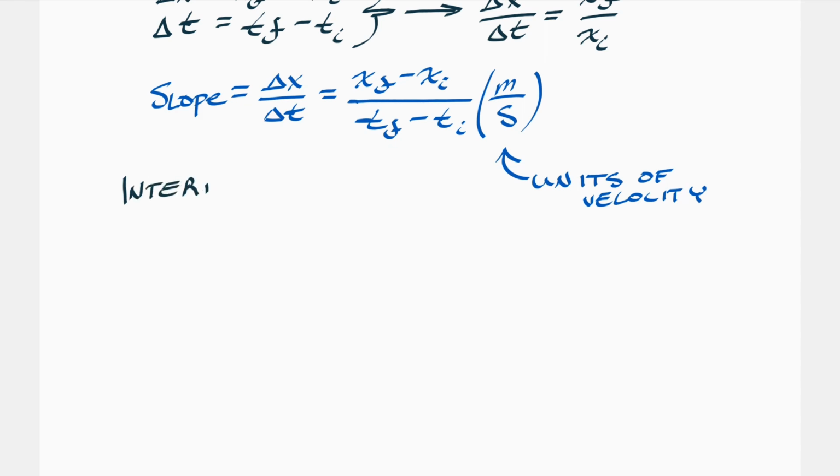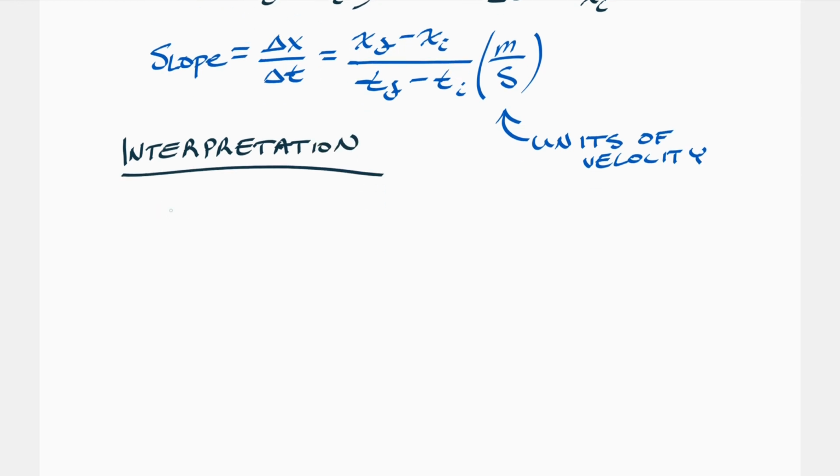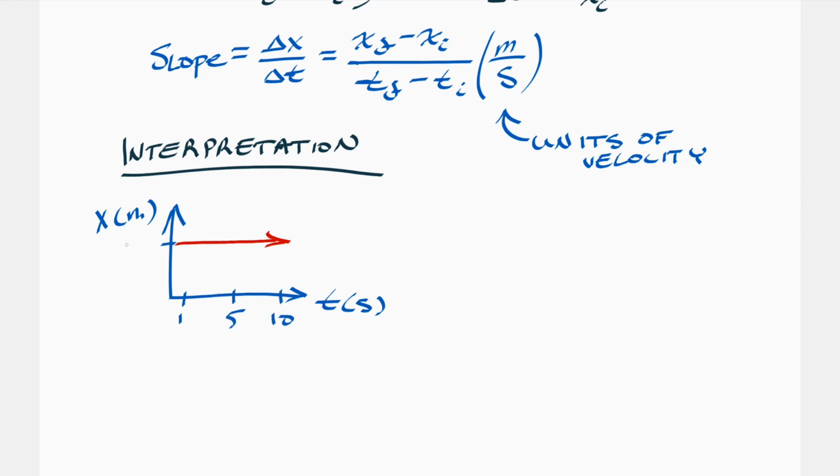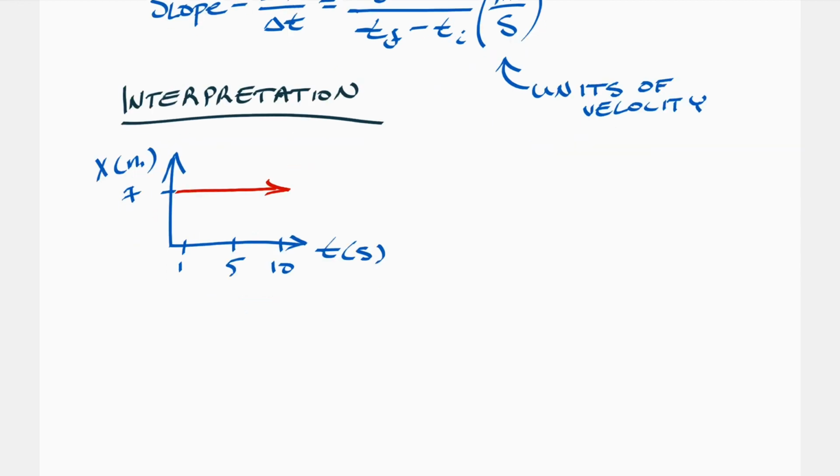Okay, interpretation. Interpretation of x versus t graphs. Let's look at one like this. X is position in meters, and we have time in seconds. And this is our graph. Let's say this is 1 second, 5 seconds, 10 seconds, and let's say that this is 7 meters. Just some random numbers I'm throwing in.